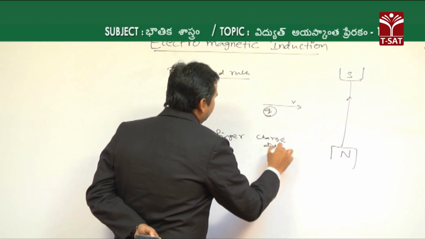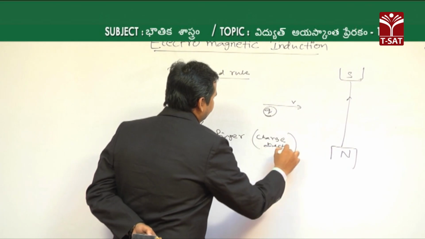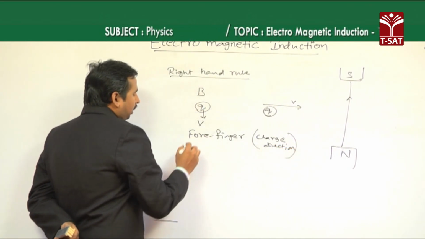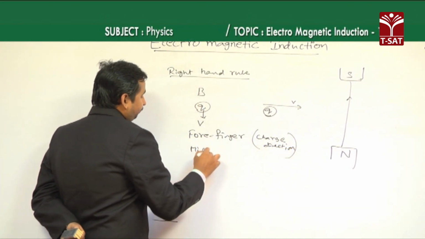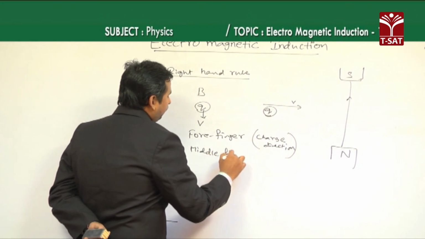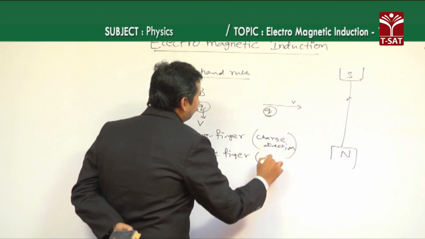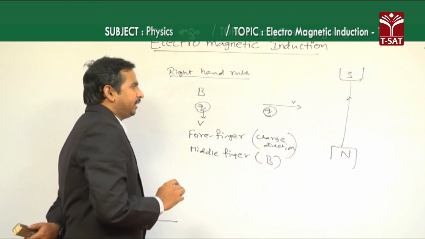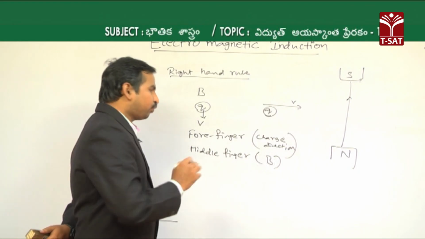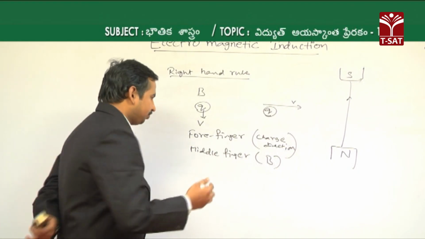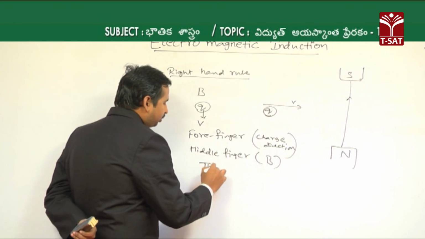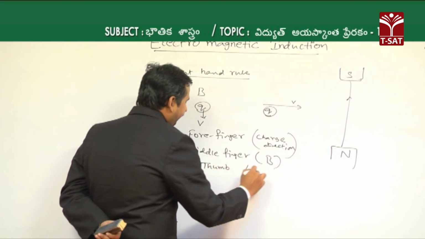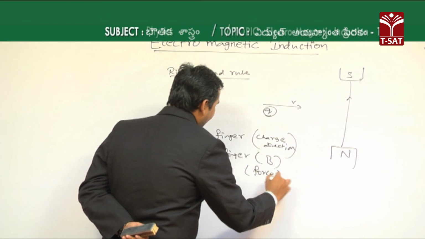that is, the direction in which it is going. And the middle finger represents the direction of B, which is the magnetic field strength. Then force is given by the thumb here. Okay, so the thumb gives you the direction of force.